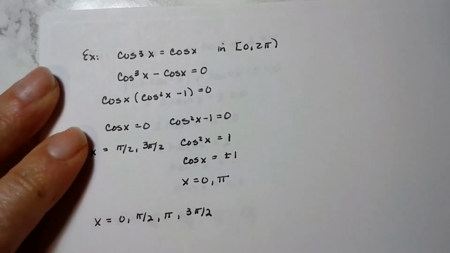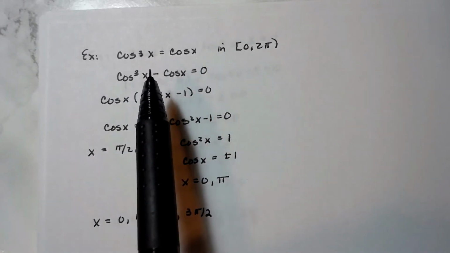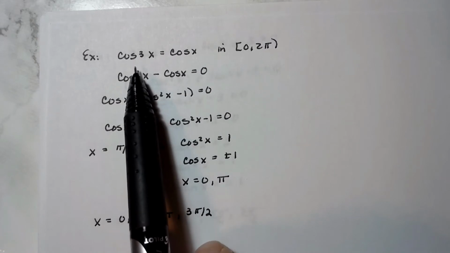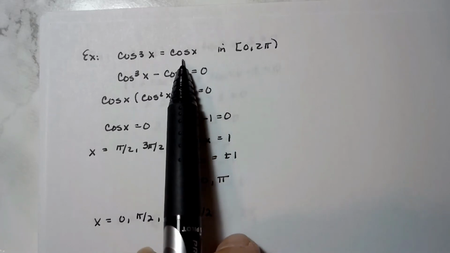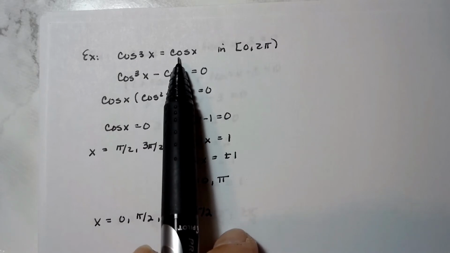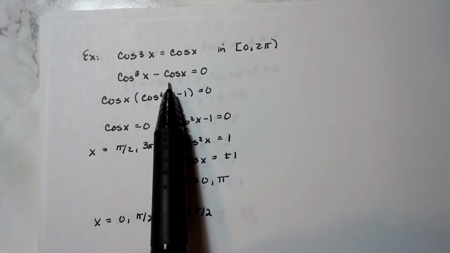And this is a cubic now. And that doesn't mean it's going to be harder. In fact, this is actually pretty easy. How do I know? Because first of all, I've got a cosine here and a cosine there, so that means I'm going to get like terms together and see if I can factor out something and make it a lot simpler. So I'm going to start by moving this cosine over by subtracting it from both sides.